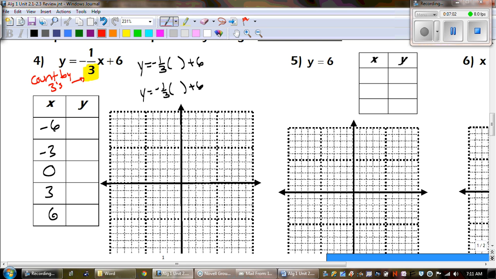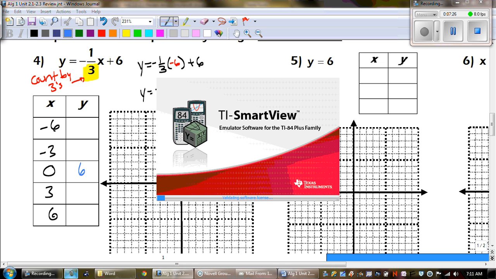All right, I'm just going to show work for 2 of them. I'm going to do, let's just say -6. And then the other point I'm going to plug in is 0. The 0 one's easy because -1/3 times 0 is 0, and 0 plus 6 is 6. I really don't need a calculator for that one. But for our other point, let's see how we plug it in.